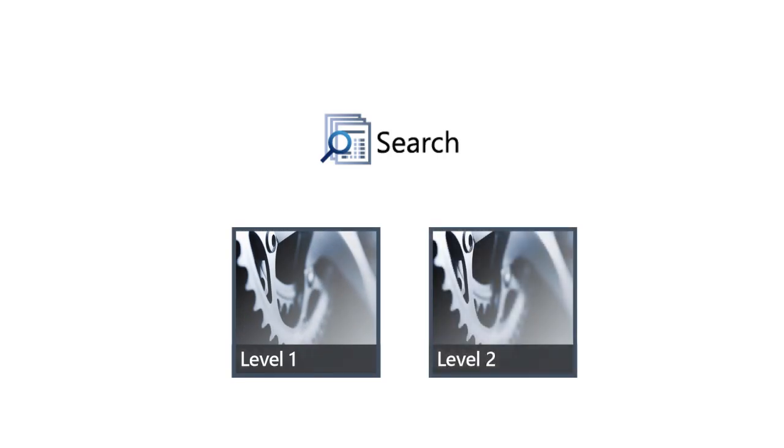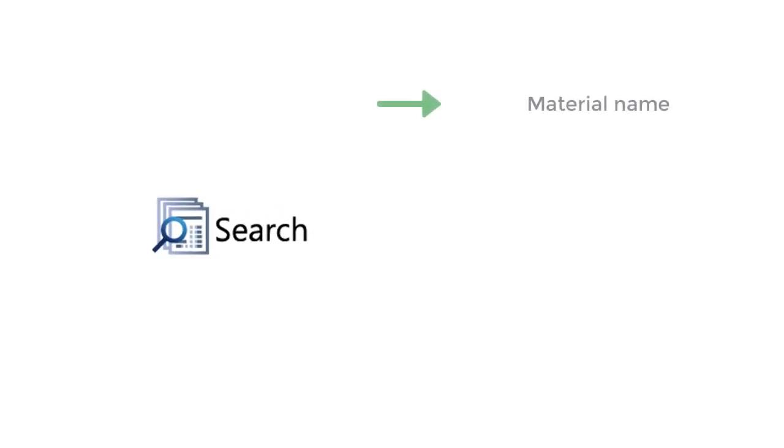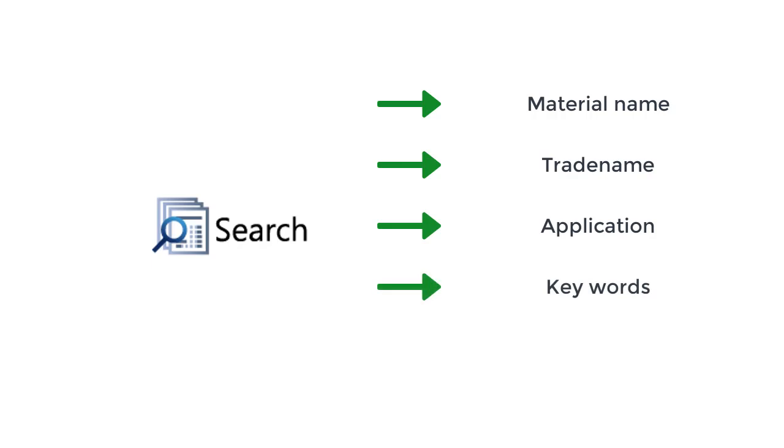In this video tutorial, we will look at how to search information in the introductory databases Level 1 and Level 2. Search is in the main toolbar as part of the three main functions in CES EduPack and allows finding materials and processes by material name, trade name, application, or other keywords. We can also use search operators in the software for more specific searches.